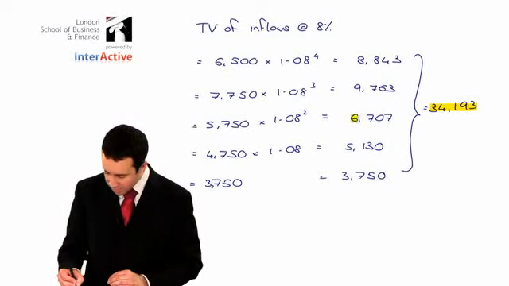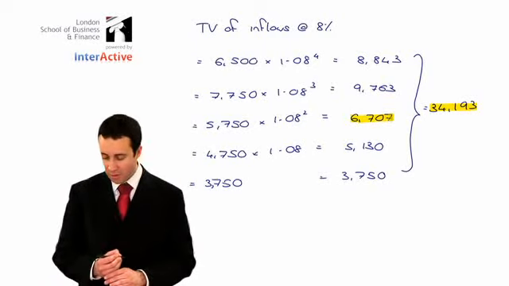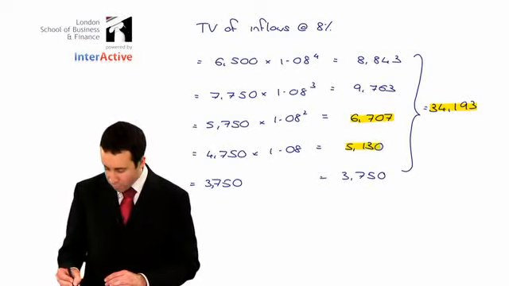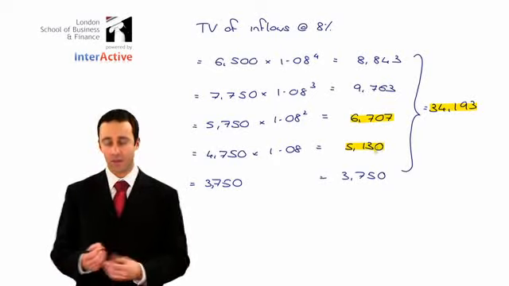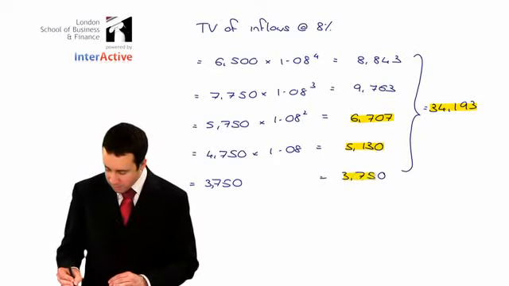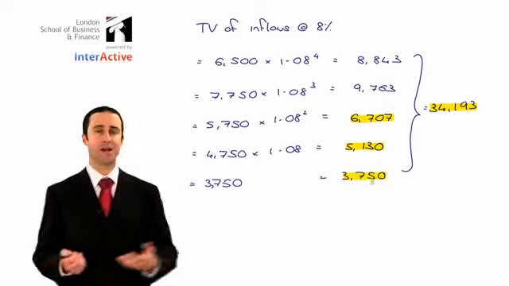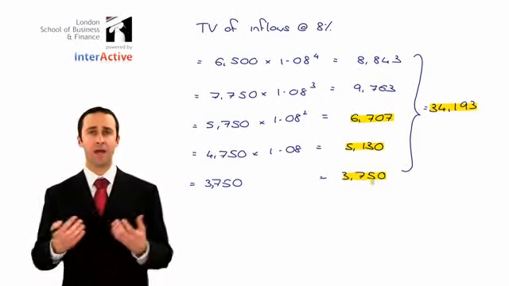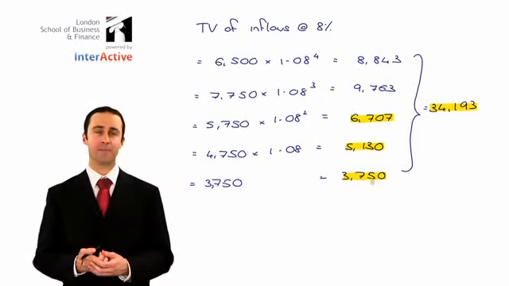So what you should have worked out is that the terminal value of the inflows was 34,193. I think we'd done the first two cash flows for year 1 and 2. The terminal values for the third year were 6,707. For the fourth year, 5,103. And then for the final year, whatever the cash flow is, that's exactly the same as the terminal value as it arises at the end of the year.